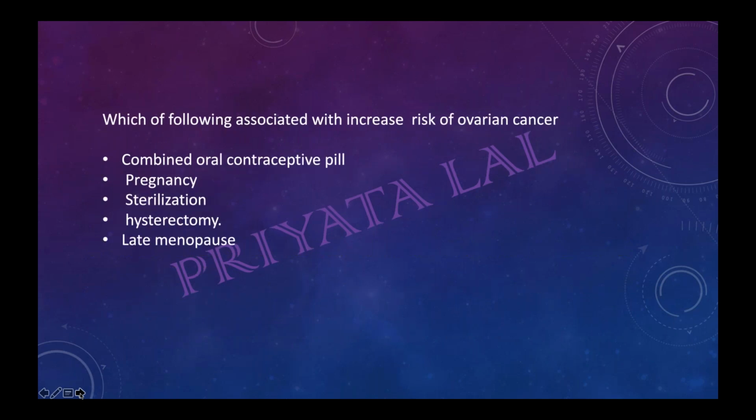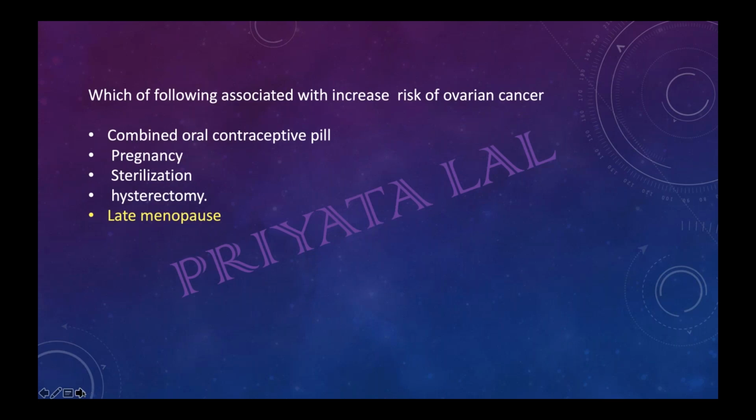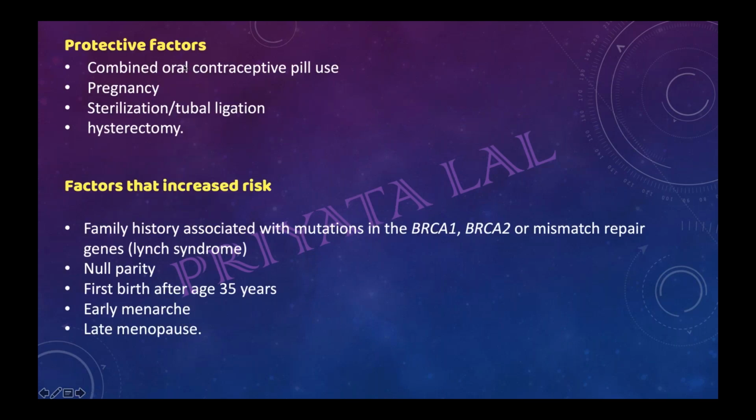Okay, which of the following will increase the chance of ovarian cancer? Late menopause? Yes, late menopause. So what could be the protective factors? Protective factors for ovarian cancer are OCP, pregnancy, sterilization, tubal ligation, or hysterectomy. Factors that increase the risk are hereditary, nulliparity, first birth after the age of 35, early menarche, late menopause. That means increased ovulation increases the chance of ovarian cancer.